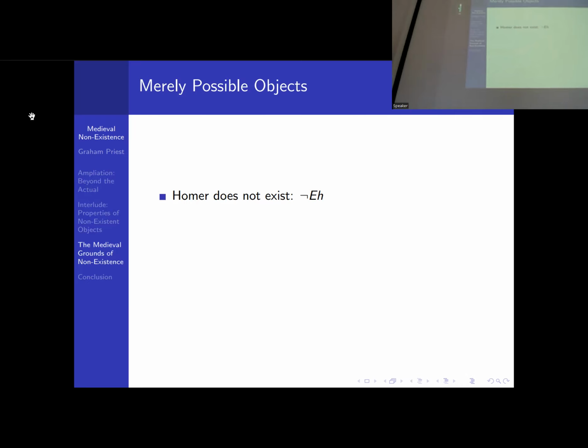Homer didn't exist, but he could have done, epistemically, metaphysically, physically, I guess. So Homer doesn't exist. That's true. So it looks as though we're talking about a merely possible object when we say that Homer doesn't exist.